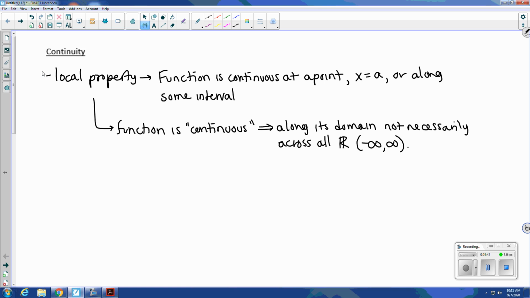Now, if the domain is all real numbers, well then yes, it is continuous across the interval negative infinity to infinity, but I don't want you to assume that if you just see that a function is continuous. So make sure you check its domain if it doesn't specify where the function is continuous from.